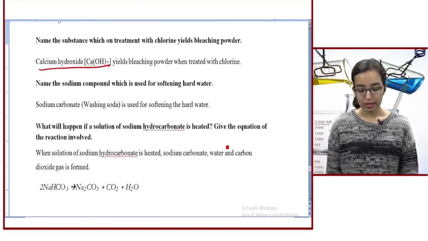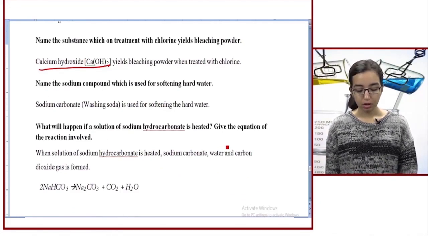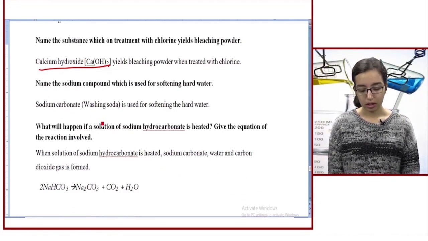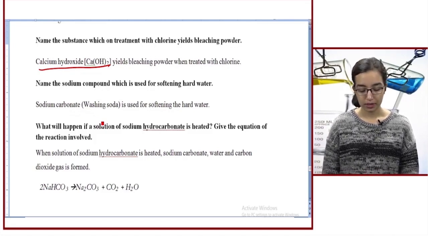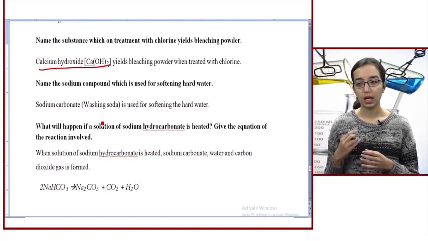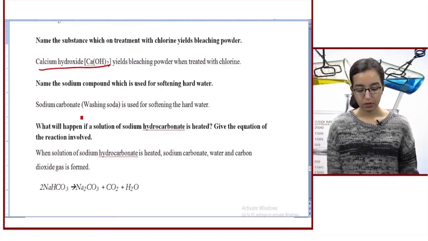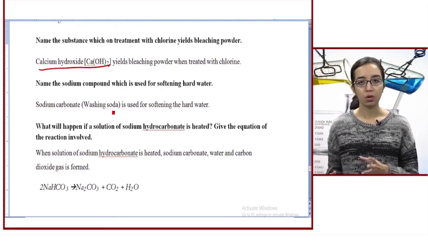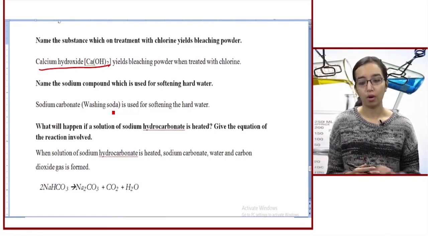The next question is name the sodium compound which is used for softening of hard water. So sodium carbonate, also called washing soda, is used for softening of hard water. We use this substance because it has the tendency to remove these harsh chemicals from the water. So the answer is sodium carbonate, also known as washing soda. I would suggest you write the chemical name. It is more important than the common name.